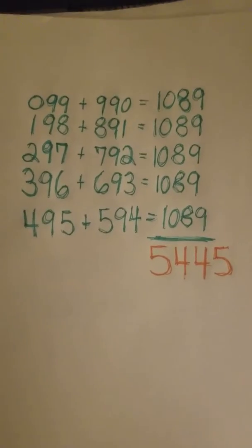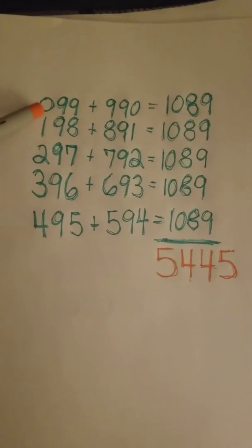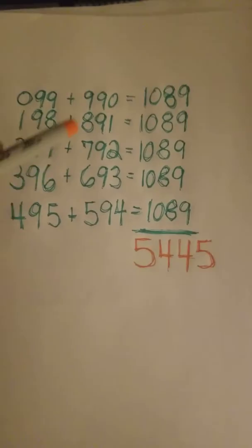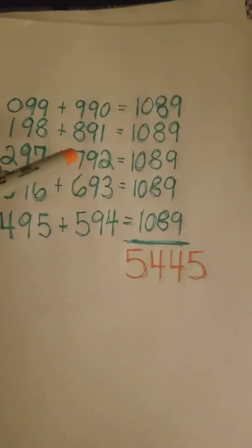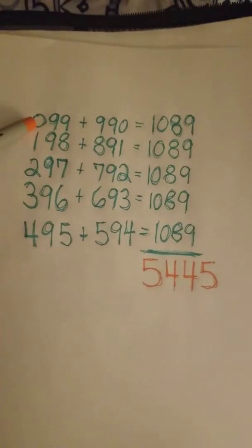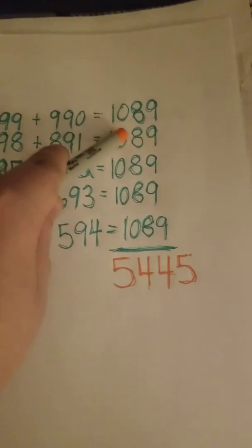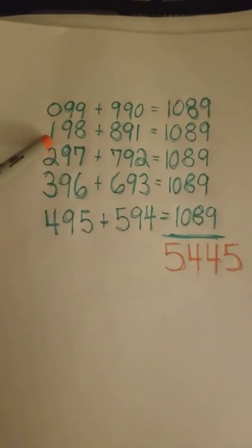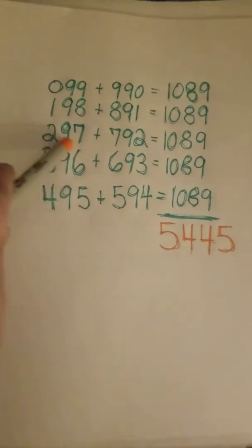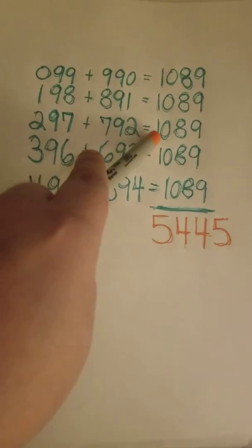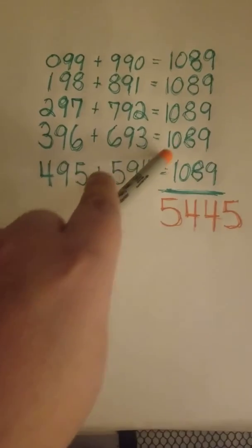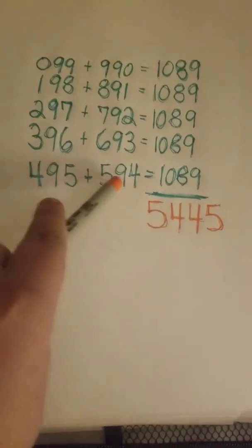So as you can see here, you have your 99 multiplication table. So 99 times 2 times 3 times 4 times 5 times 6 times 7 times 8 times 9 times 10. Now, 99 plus 990, its mirror, 1089. 198 plus its mirror, 891, 1089. 297 plus 792, 1089. 396 plus 693, 1089. 495 plus 594, 1089.